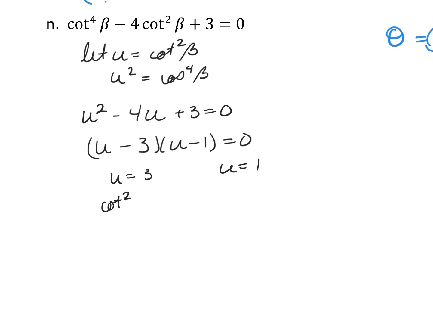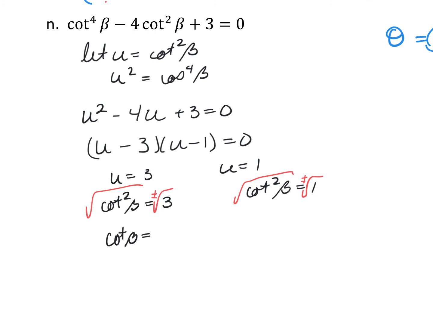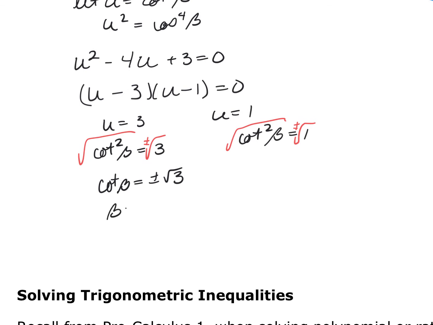Cotangent squared of beta is equal to 3. The cotangent squared of beta is equal to 1. Do not forget when you take the square root of both sides that you remember that plus and minus in the appropriate location. So the cotangent of beta is equal to plus and minus the square root of 3. This happens when beta is equal to pi over 6, 5 pi over 6, 7 pi over 6, and 11 pi over 6.